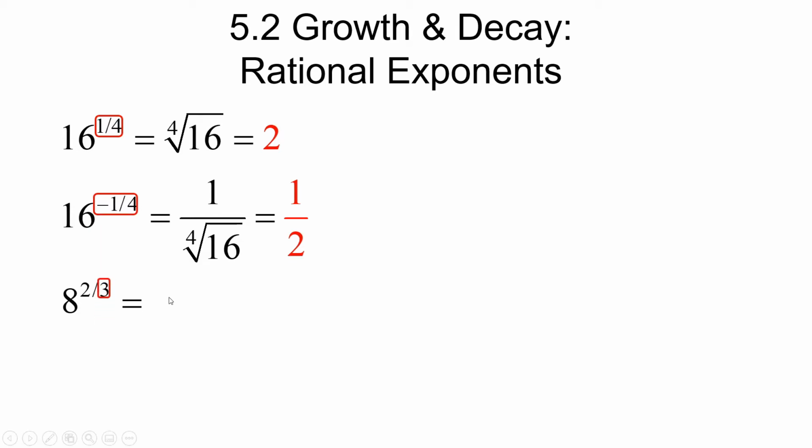So the cube root of 8 is 2, but then I apply the power squared, and that equals 4. Now you could have done the power first and got 64, and then do the cube root of 64. Guess what you'd still get? The 4. It doesn't matter. I like to use the root first when I can because I'm dealing with smaller numbers.